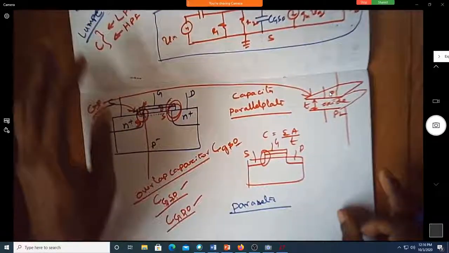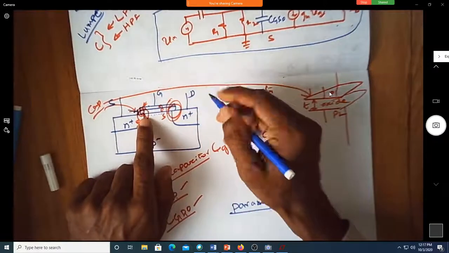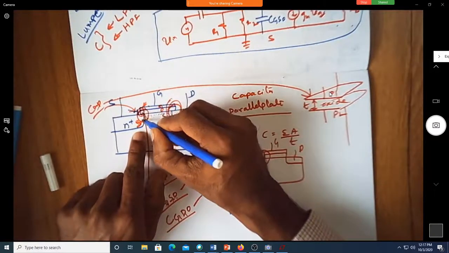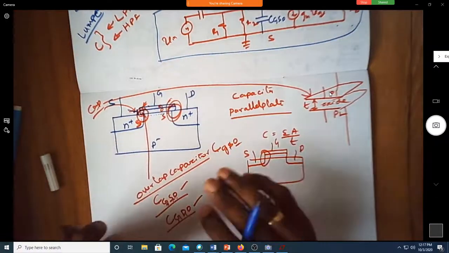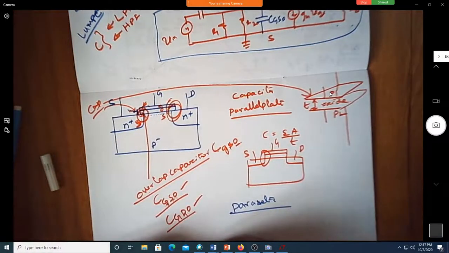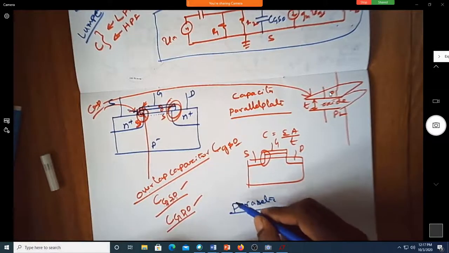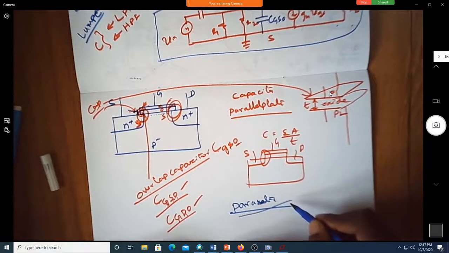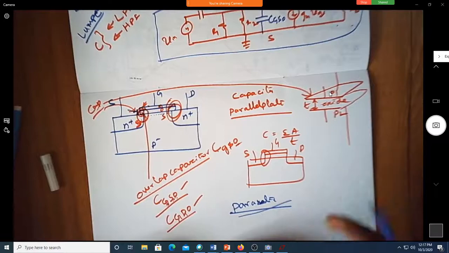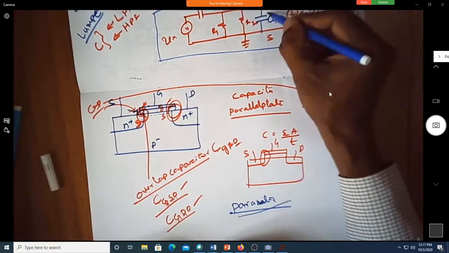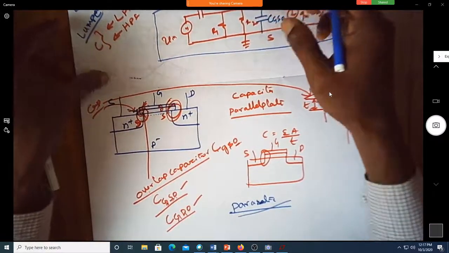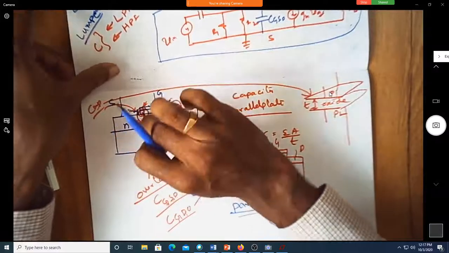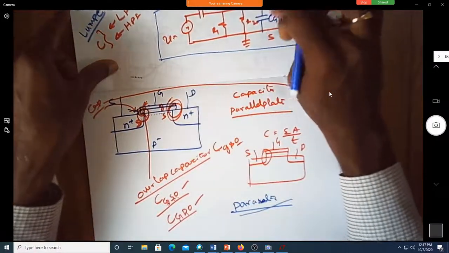But here you're not physically placing a capacitor. Because of the structure of this MOSFET, they come by their structure. So they are called parasitic capacitors. These are all internal capacitances, but they will have an impact on the circuit, but they are not placed physically or externally. They are there due to the device fabrication itself.